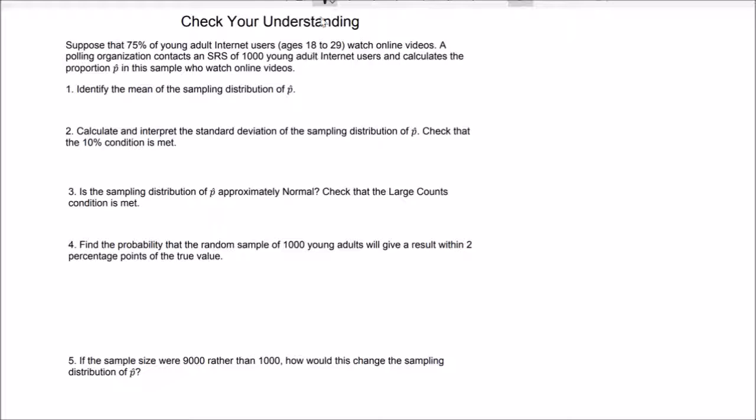All right, what's the mean of the sampling distribution? We were told earlier that the mean of the sampling distribution was p, which we're told in this question right here is 0.75. All right, that one's easy.